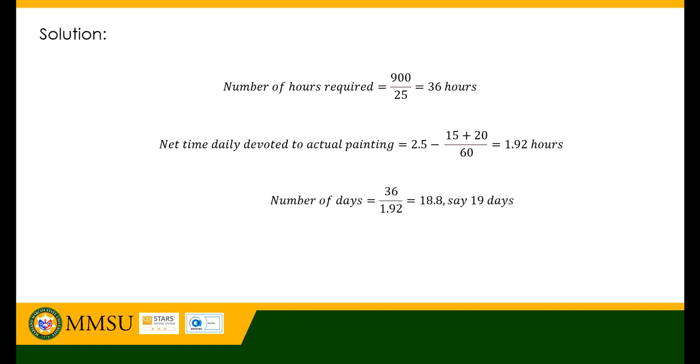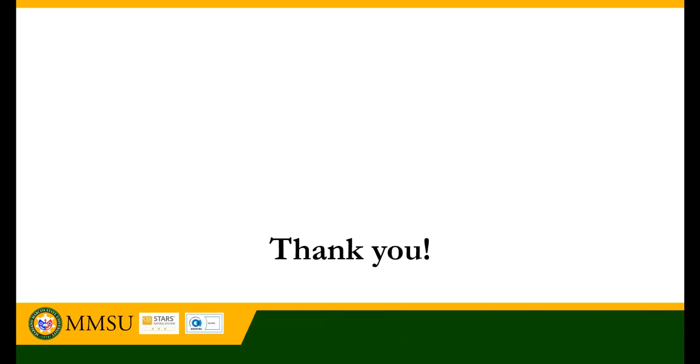So for the number of days, 36 hours of actual painting divided by 1.92 hours a day. That's 18.8 days. Let's say 19 days to paint the 900 square meters area. Okay, so that's it. I hope we understood the different situations where economic studies are applied. There are a few more situations, but these are the most common.